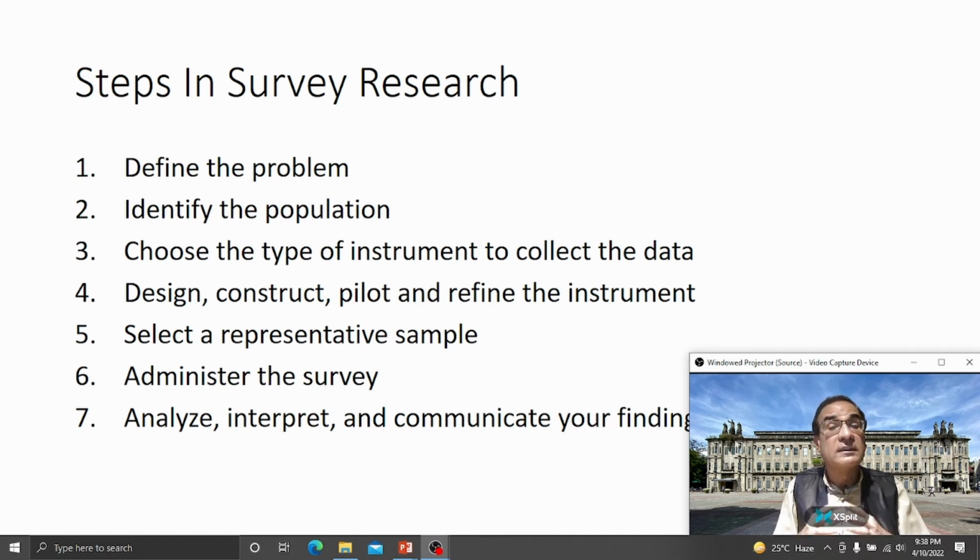Then select a representative sample. Sometimes it's very difficult to collect the survey from the whole population. Then administer the survey, analyze, interpret, and communicate your findings. So these are the seven steps for conducting the survey.